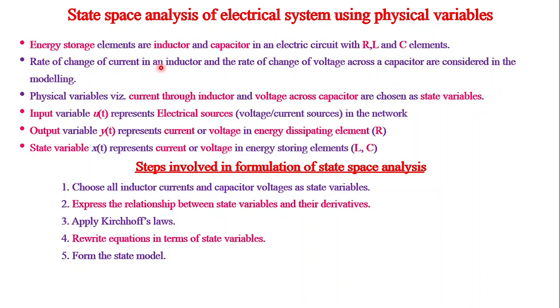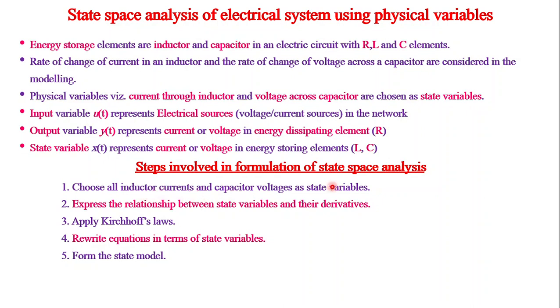Therefore, the current through an inductor and the voltage across a capacitor are selected as state variables, that's all. So input variable is nothing but your electrical sources, voltage source, current source, all that. Output variable may be current or voltage in an energy dissipating element. So state variables mean current or voltage in energy storing elements. That's all. Therefore, how to obtain the state space analysis? Choose first of all the state variables, that is, first you find out the elements corresponding to the state variables.